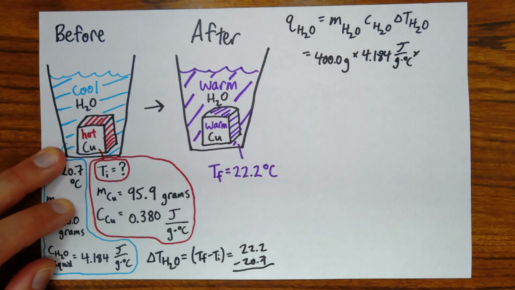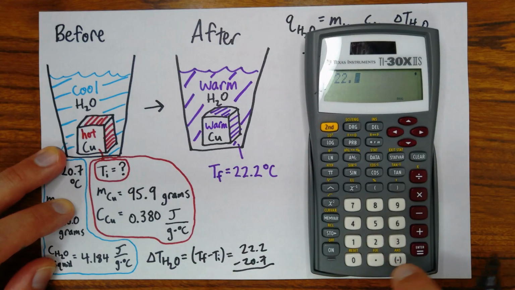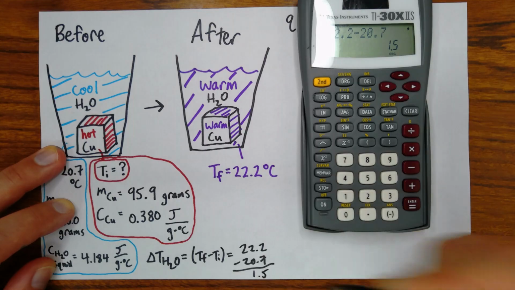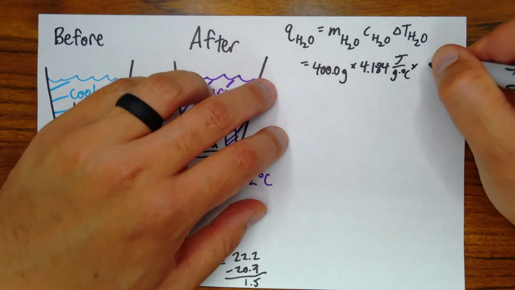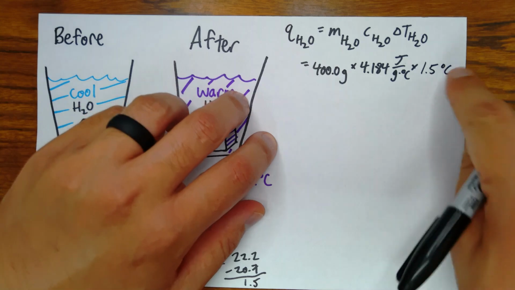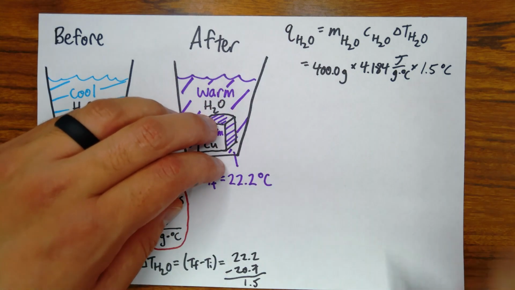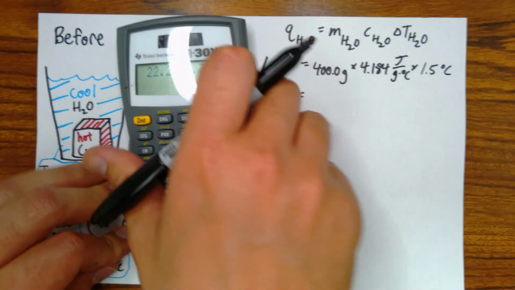It's not one of those days I can do simple math in my head. So let's see. All right, 1.5. Yeah, maybe I could have done that in my head. All right, so we're going to have 1.5 degrees C as our change in temperature. Always do final minus initial, even if it gives you a negative number. Then you won't get into sign issues.